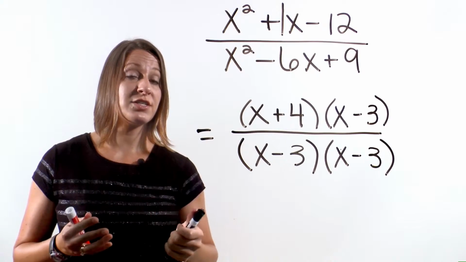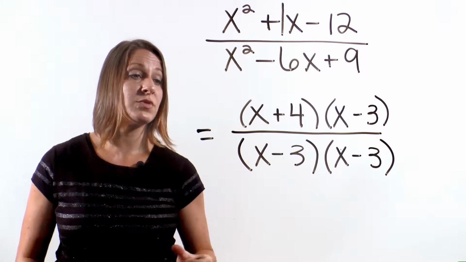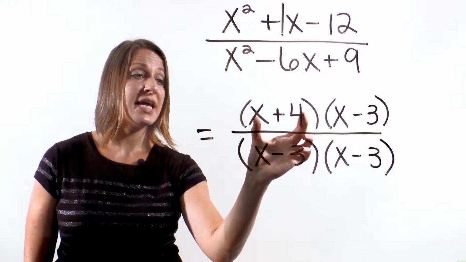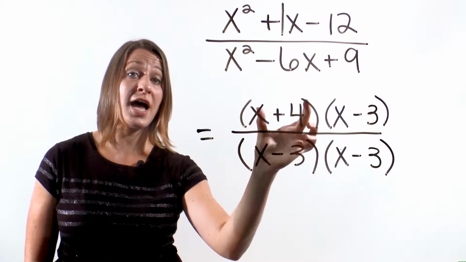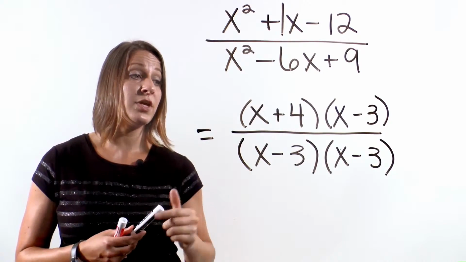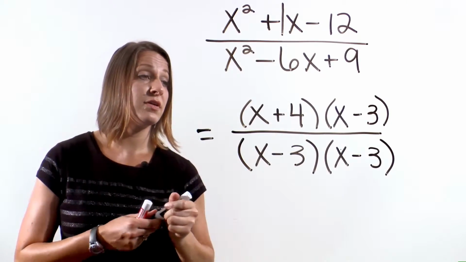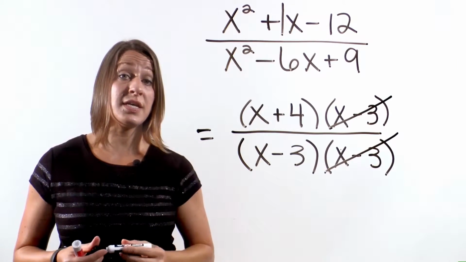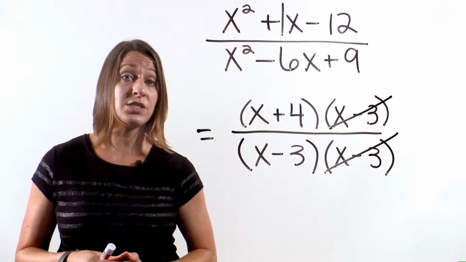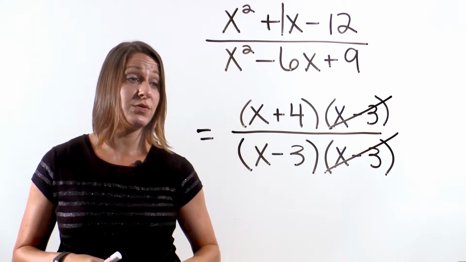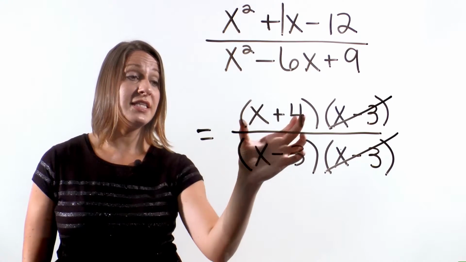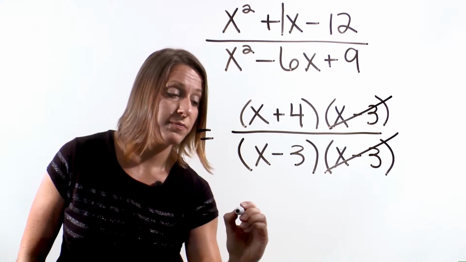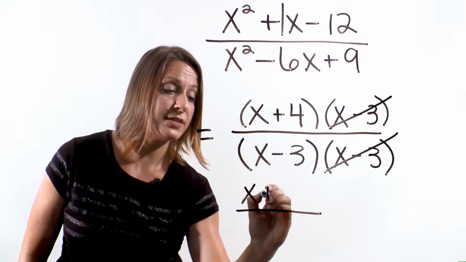Now that we have it factored, we are ready to cancel. We can only cancel, since we have binomials, the same binomial on top as on bottom. Notice we only have one x minus 3 set, so we can cancel one x minus 3 from the top and one x minus 3 from the bottom. That leaves us with x plus 4 over x minus 3 as your final answer.